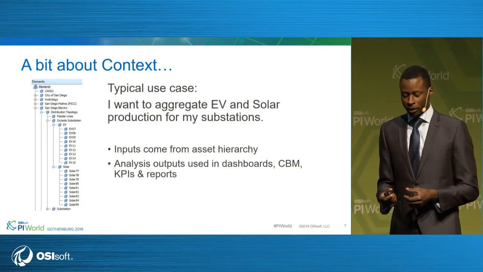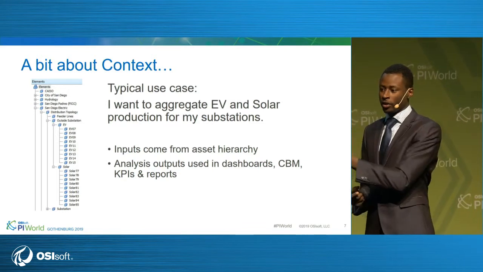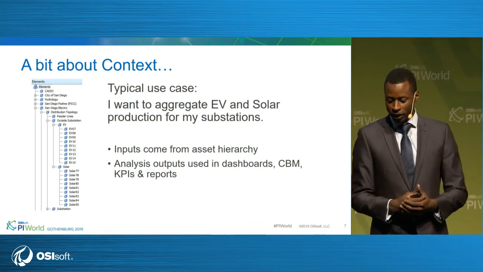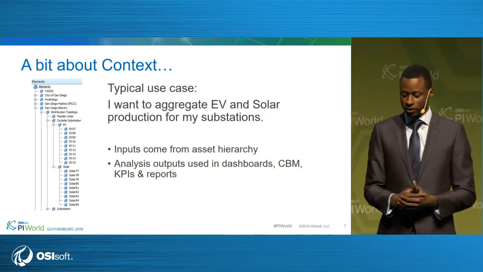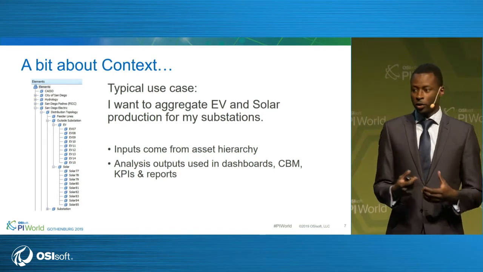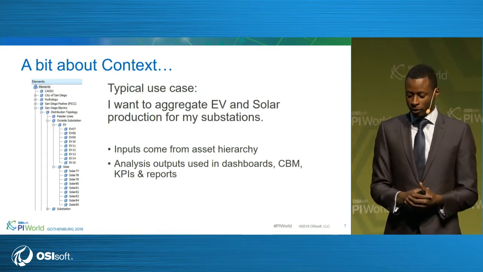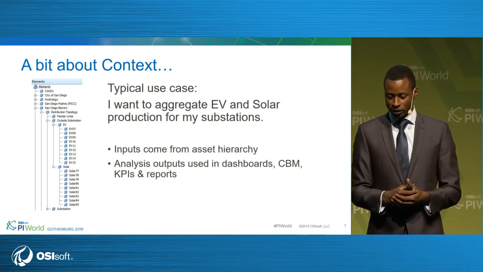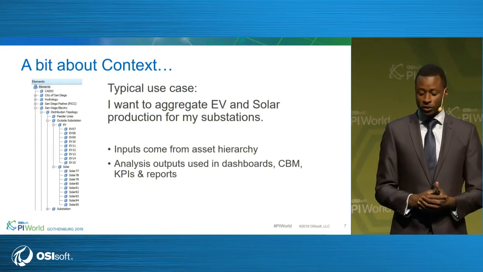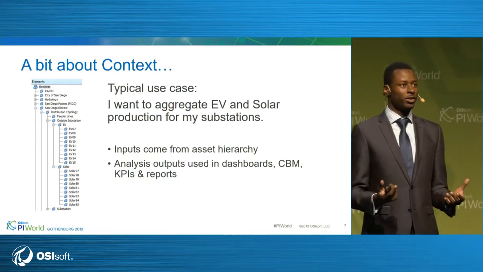Here's another example. You can see, once again, we've built in our context with the hierarchy on the far left-hand side there. And we are doing this to aggregate EV and solar production for our substations. Once again, we have our inputs coming from that asset hierarchy. It could come from the asset, could come from somewhere else within the hierarchy as well. But typically, it does always come from the asset itself. And again, we're going to map those to our analysis outputs, which then can be used in dashboards such as PI Vision if you're using that today.